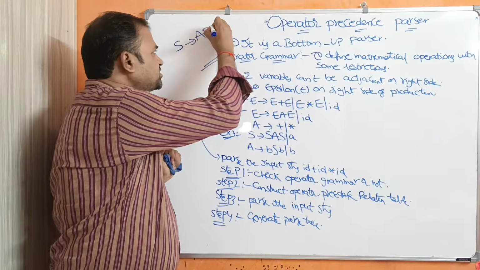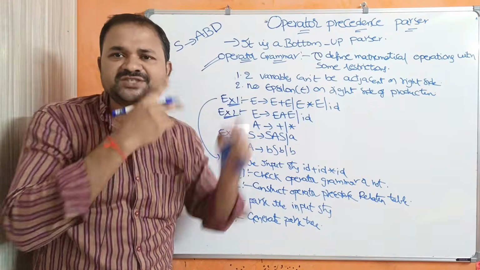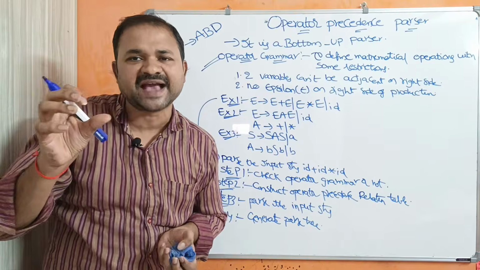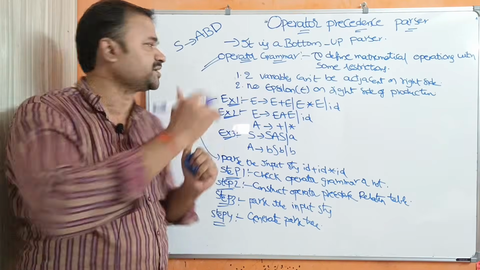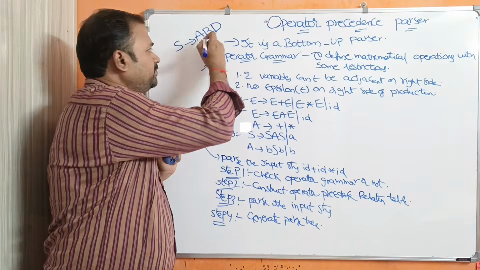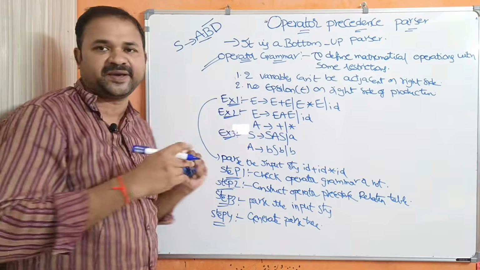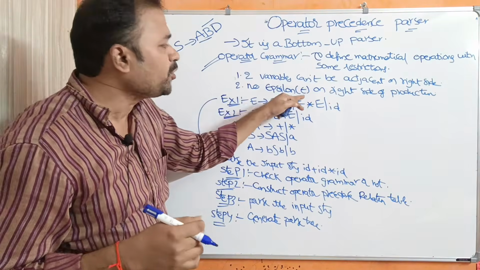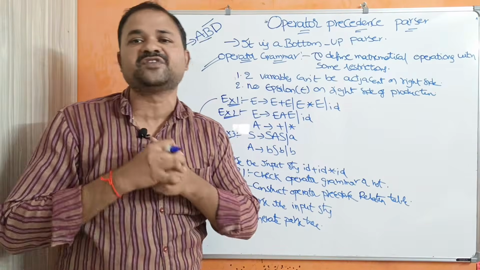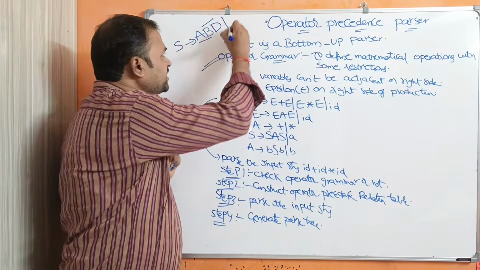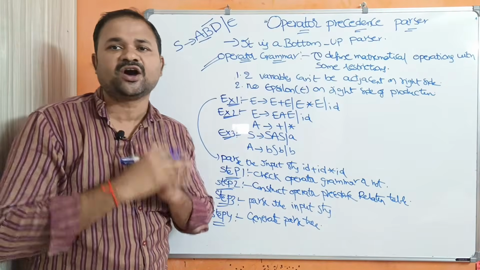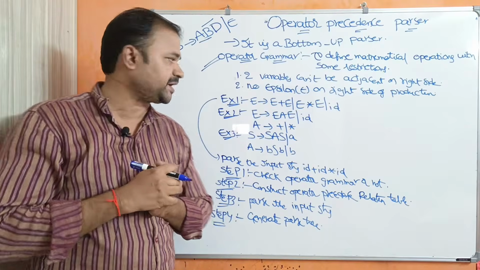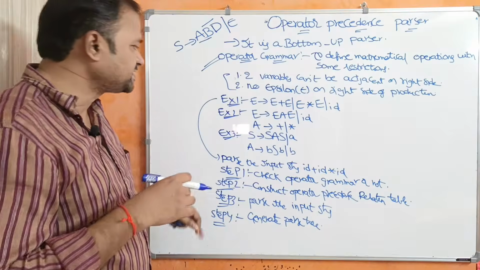Let me have a production like this, ABD. So this is also not valid. Two adjacent variables cannot be accepted on the right side of the production. So this is one adjacent pair and this is another adjacent pair. So this is not allowed. And the second rule is no epsilon on the right hand side of the production. Suppose we have epsilon on the right hand side, then also we can say that it is not an operator grammar. Okay. So let's see some examples.